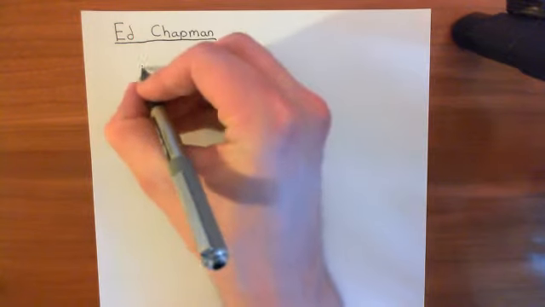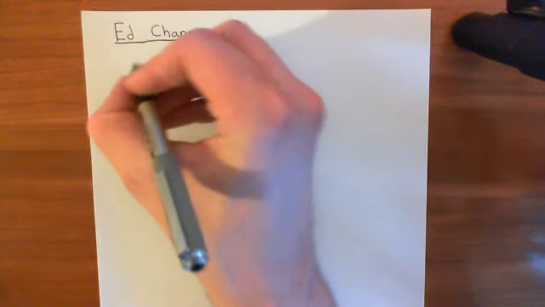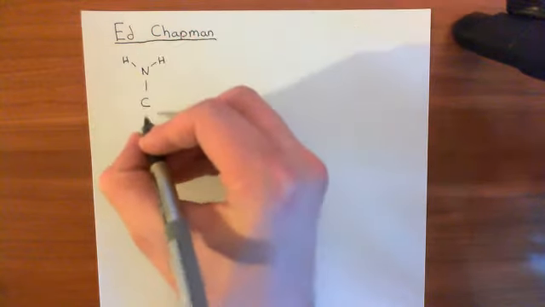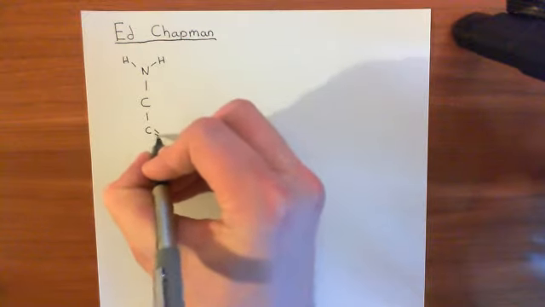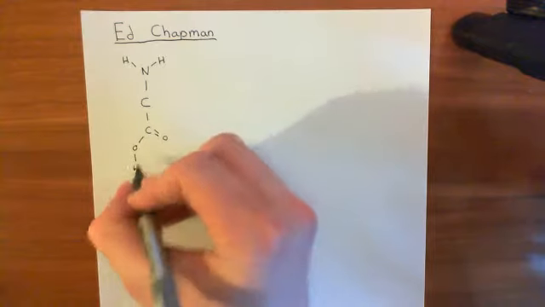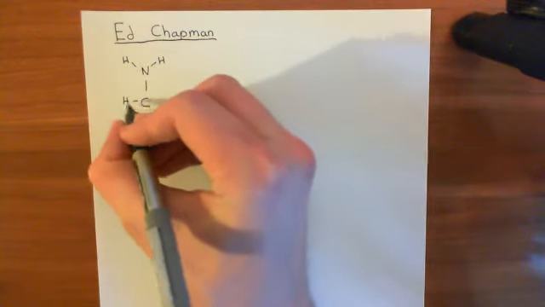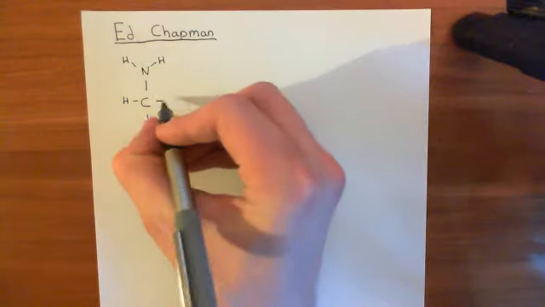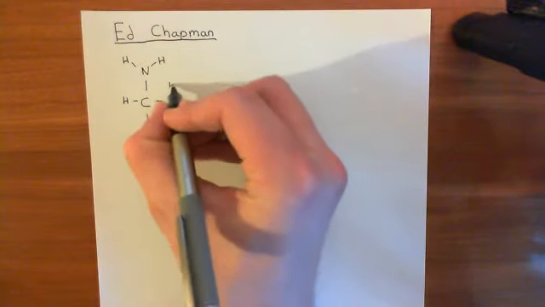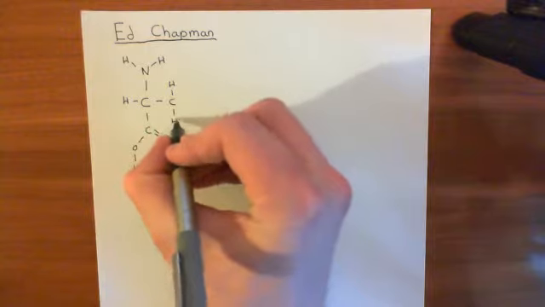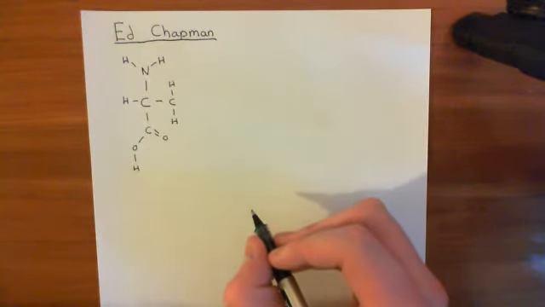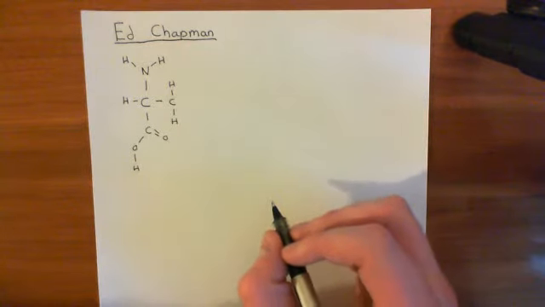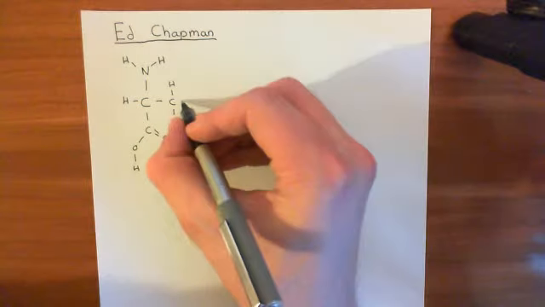So let's start off with the structure of the amino acid tryptophan. Here is the generic amino acid structure: the amino group, the carboxylic acid group down here, the alpha carbon in the center with a hydrogen off it. The R group of tryptophan is a methylene group, like so, and then you have a structure known as an indole ring coming off of tryptophan.